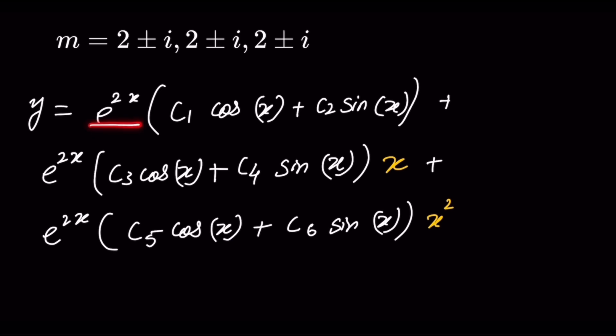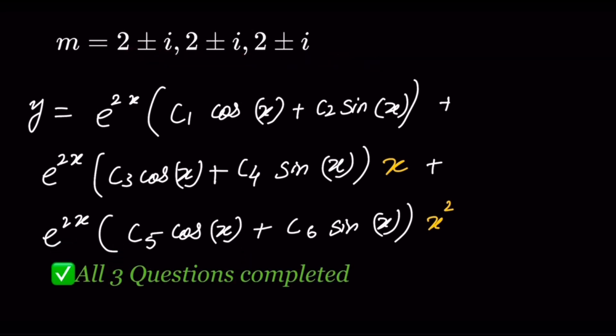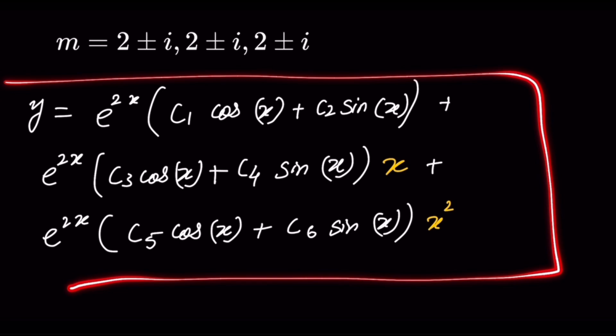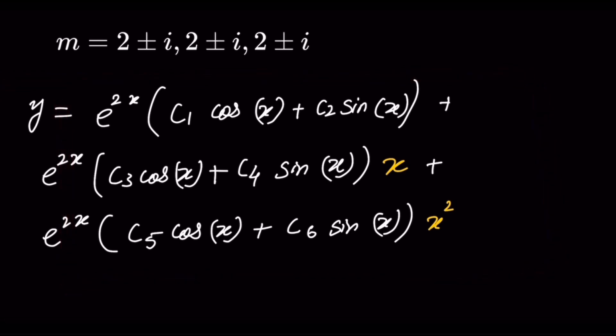e^(2x) is the real part of the complex conjugate root, which is being repeated. So we can take this and factor it out. And cos and sine are appearing because of the imaginary part of the root. The multiplication by x and x squared accounts for the repetition of the roots. So this complete expression represents a general solution that takes care of both the repeated and the complex nature of the roots.